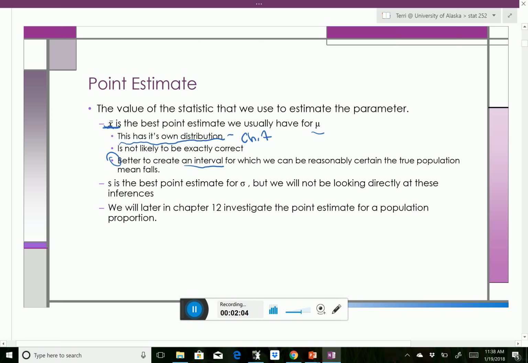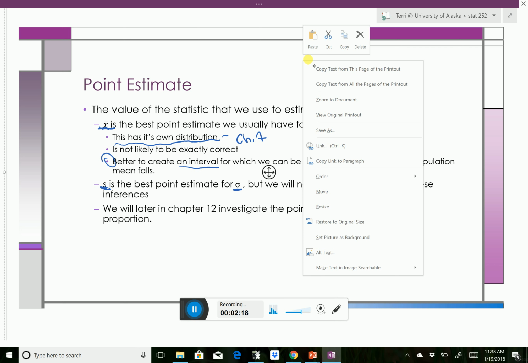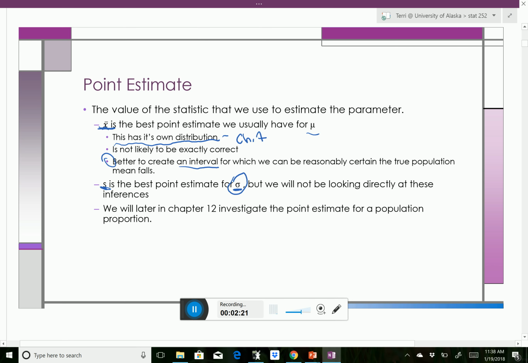Now, the best point estimate for sigma is S, but we will not be looking at those directly. If you want, you can reference chapter 11, and it kind of tells you how to make inferences about the population standard deviation. It's not something we do often, so that's why it's not really a big, important thing to include in the class. So later, in chapter 12, we will investigate the point estimate for a population proportion. So we'll be doing that later on, kind of a yes or no question, binomially distributed variable, basically, is kind of what we're doing there.